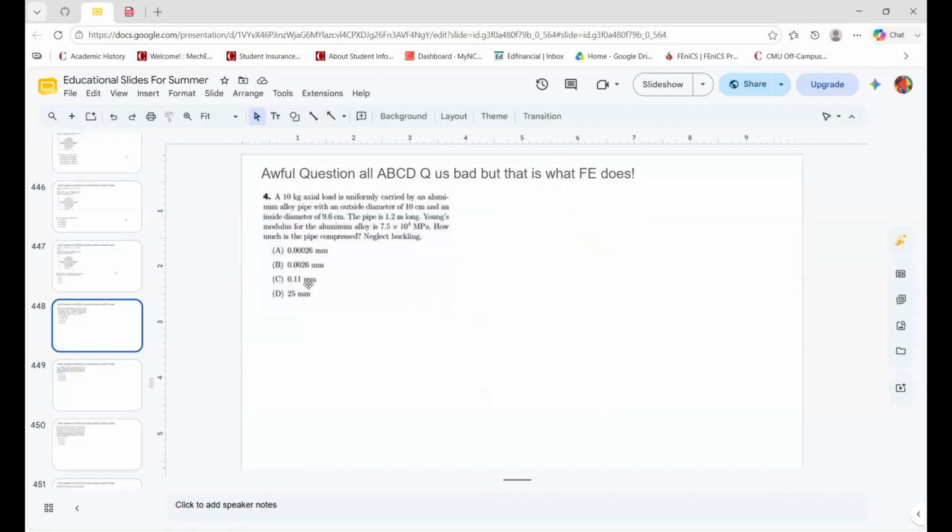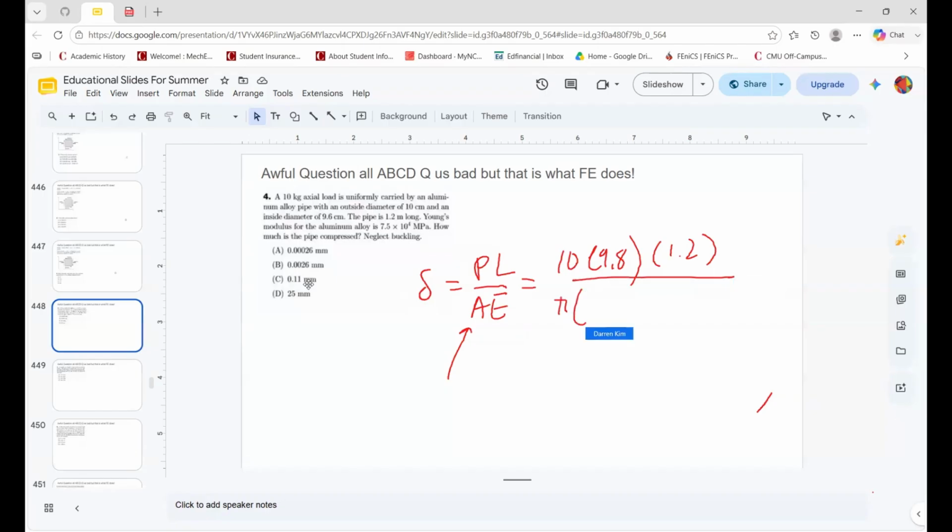The question is asking for how much it compressed, which is delta equals PL over AE. We originally think the area is a square, but in reality, it can be multiple different things. For example, if it's holding a 10 kilogram object, you multiply by 9.8 and 1.2, and divide by the area of this thing, which is pi times (10 squared minus 9.6 squared), and it is 1 over 100 centimeters squared. And then this is Young's modulus afterwards. You can choose to believe it or not. I'm pretty sure that's how you do it.